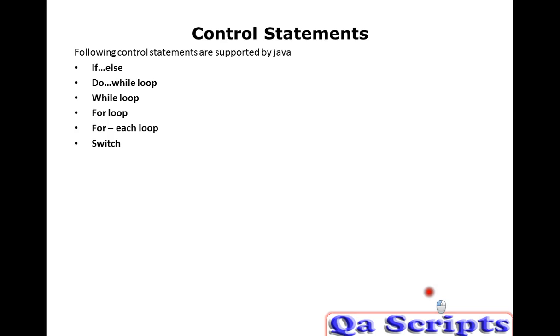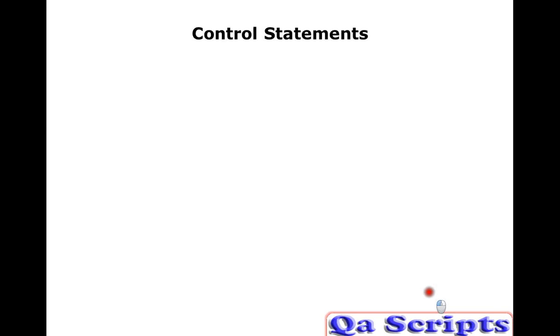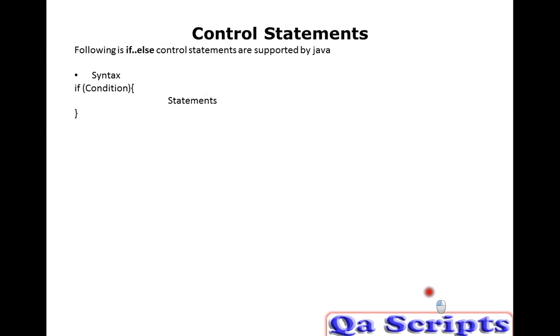Let us look at the if else control statement and what syntax it is going to have. So this is the syntax of the if control statement. Here we are going to use the if keyword, all small, followed by a bracket. Inside the bracket we are going to give a condition. That condition we are going to check.